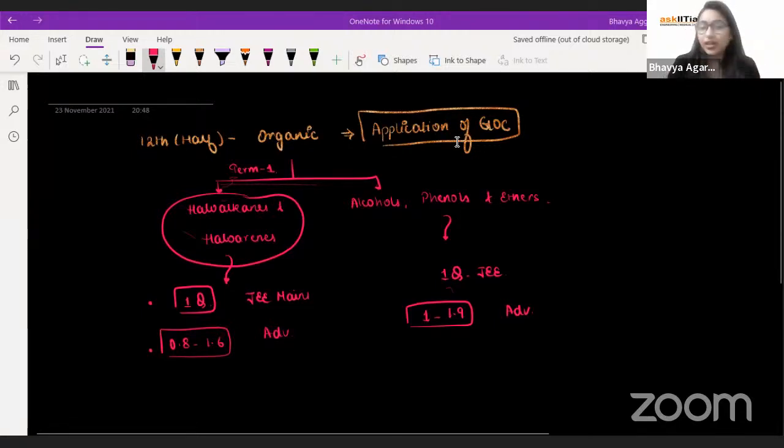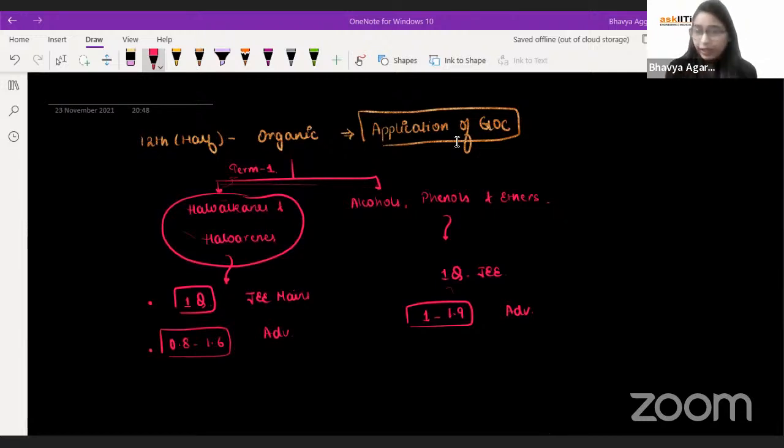Now, the major importance of haloalkanes and haloarenes, also known as alkyl halides and aryl halides: this chapter finds major importance when it comes to usage. They generally don't ask a direct question on this. They ask an interlinked question on it. Yes, things based on conversions, those roadmap questions, A giving you B, B giving you C, or one reactant giving you a product when there are multiple reagents used.